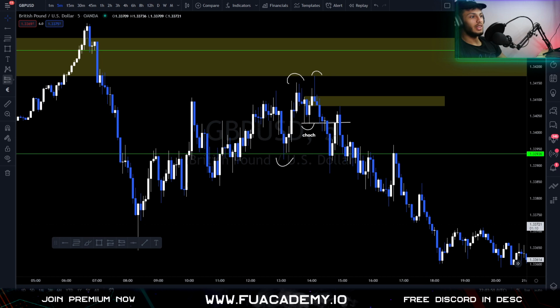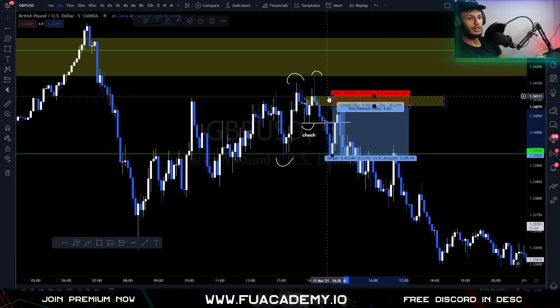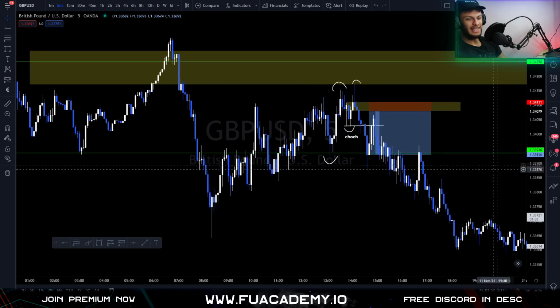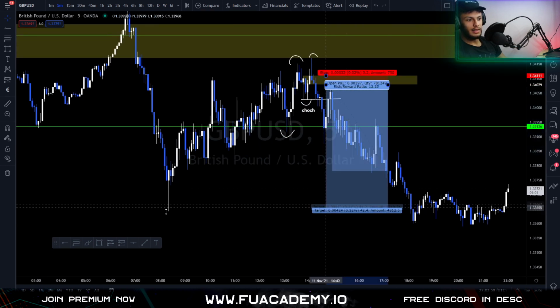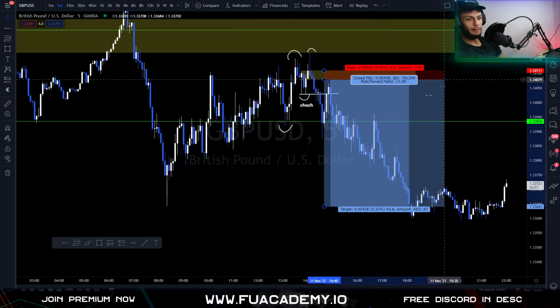Well, where does my stop loss go? Stop loss above the close of the candle. So that was a nice 3 pip SL. And I would target this low here for a shorter term goal.